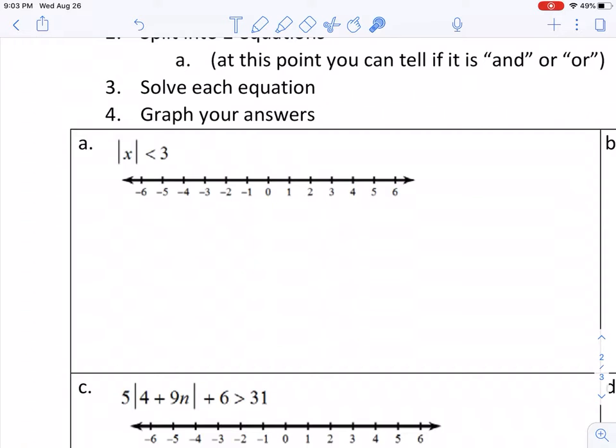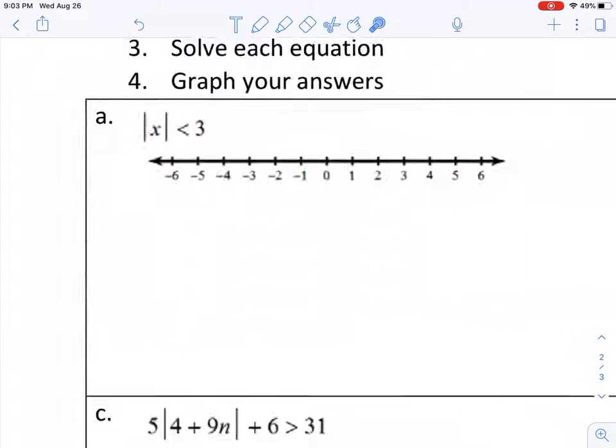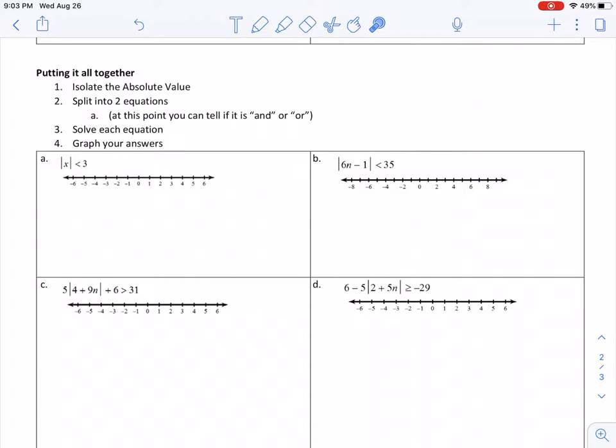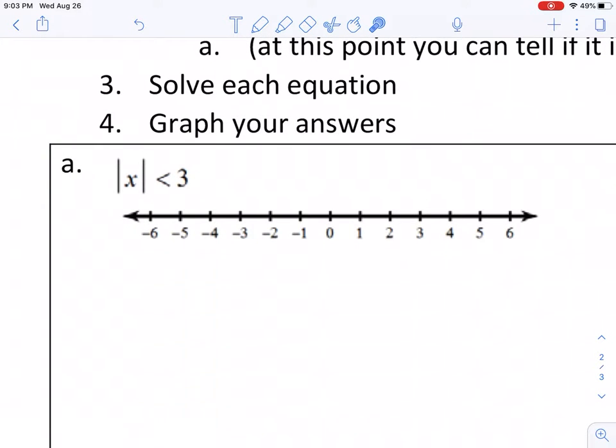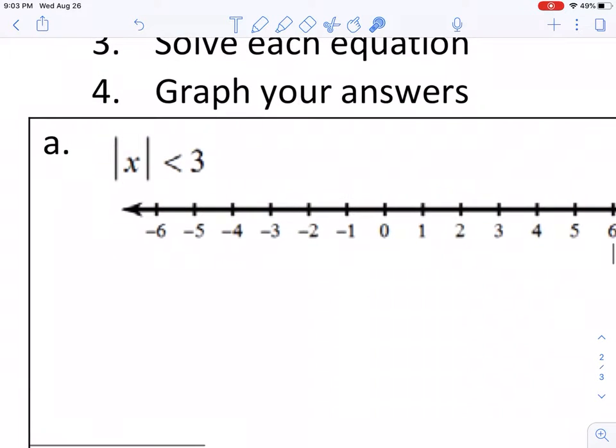These notes will include some examples. I obviously don't have time to go through every single scenario of each kind, but I gave a couple simple ones and one medium and one hard. So first, get my absolute value by itself. Done. There's nothing outside of this that needs to move.